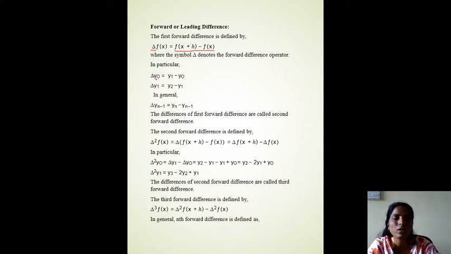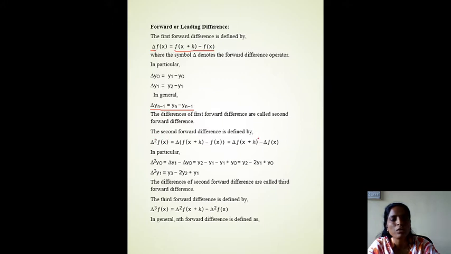In particular, what will be delta y0? Delta y0 is y1 minus y0, delta y1 is y2 minus y1, etc. In general, you will get the formula for forward difference table: delta yn minus 1 is yn minus yn minus 1. Next, if you take the difference of this first forward difference, then you will get second forward differences.